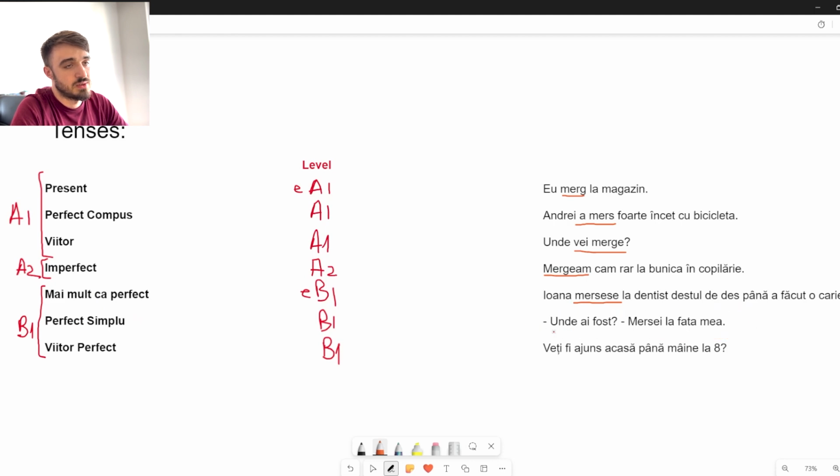If you look at this example here, unde ai fost, where have you been, where did you go? Mersei la fata mea. So that means I kind of just, you can imagine perfect simplu as "just" or "have just," plus the present perfect in English, or if you don't know the present perfect in English, just imagine it as the past simple plus "just." So either "I have just gone" or "I just went."